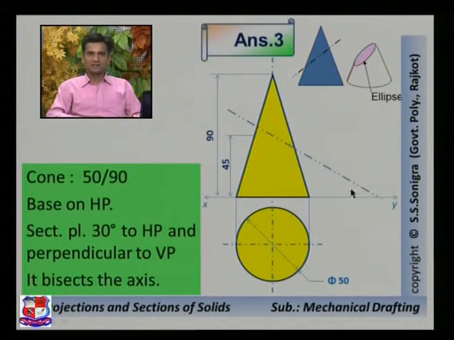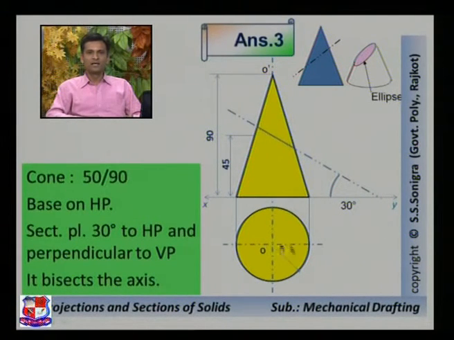So this is a cutting plane line which passes through a midpoint of this axis over here, as well as it makes an angle of 30 degree with XY line. This angle is 30 degree. Now this is a cutting plane. How to find out the true shape and other points?